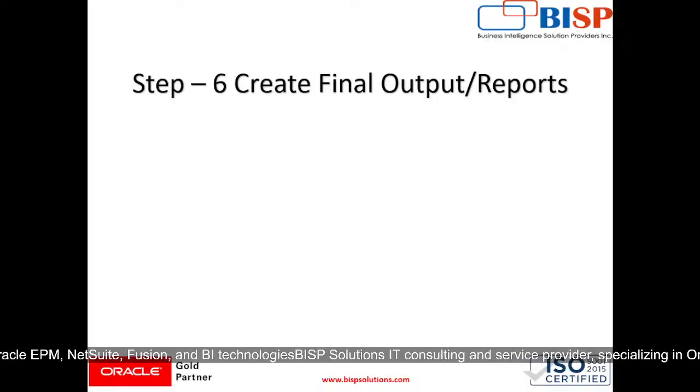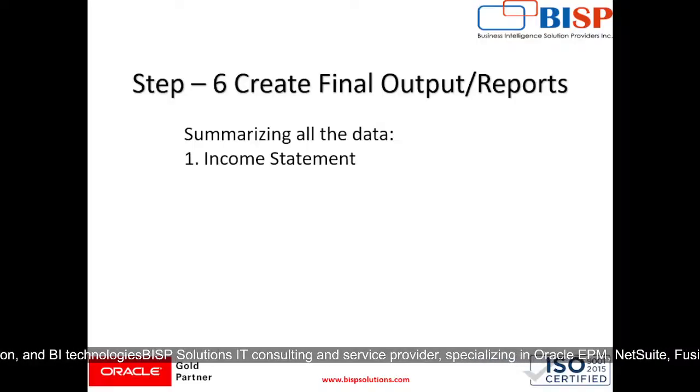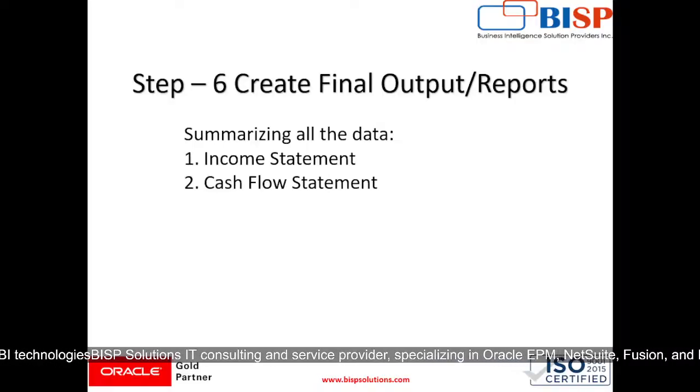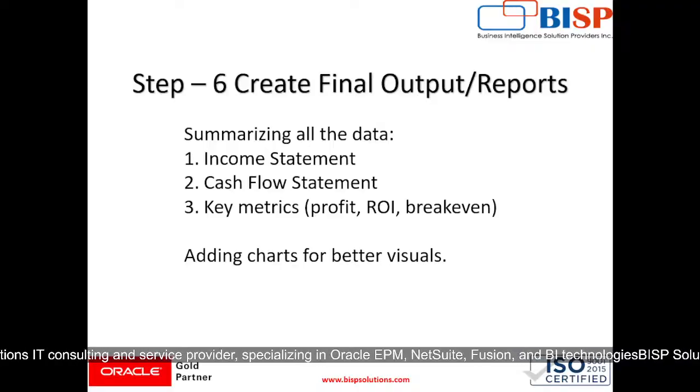Step 6 is to create the final output or reports, where we will be summarizing all the data: income statement, cash flow statement, key metrics, profit, ROI and break-even, where we will be adding charts for better visuals. So making a graph showing monthly profits and a table comparing expenses versus income is included in our final output or reports.